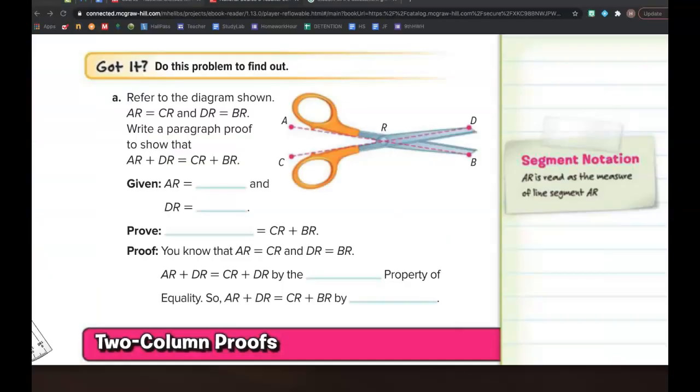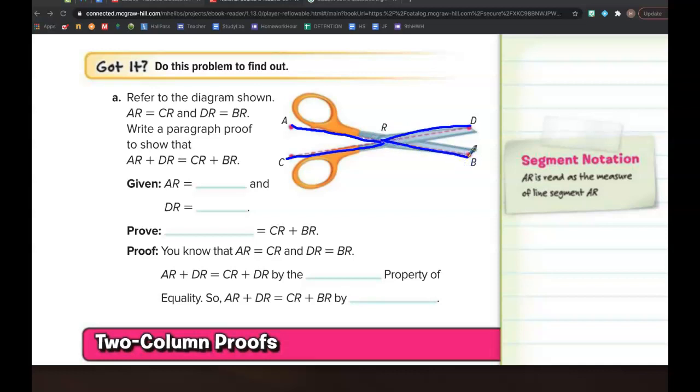And this does require listening, so please pay attention. We kind of have to use logic for this problem. They're going to give us that AR is equal to CR, and DR is equal to BR. So that means this line segment, AR, is equal to this line segment, CR. And then this one right here is equal to this one right there.